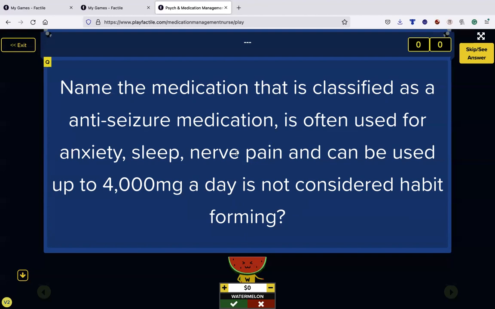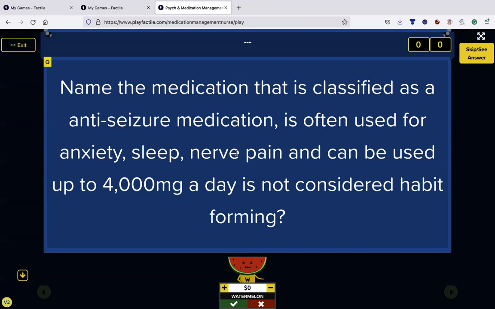It's an anti-seizure medication as far as classification. It can be used off label for nerve pain. And then for the psych use, anxiety, sleep, agitation. I mean, it does many things. So we call it the umbrella drug. And as you can see, it has a very wide therapeutic range.